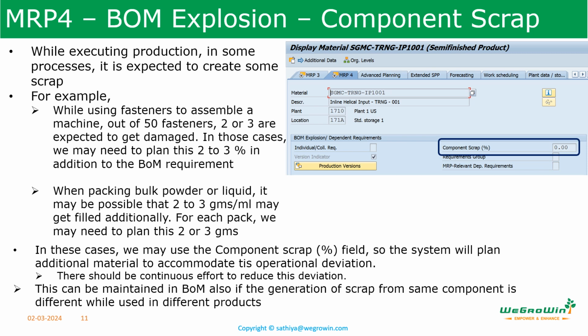And this scrap percentage can be maintained in the bill of material also, because the amount of scrap may vary for individual products at times. For example, when you are producing product A, the component may be scrapped at 5 pieces per 100. But when you are producing product B, the same component may be wasted only 2. So at that time, we can use the bill of material to define this scrap. So there is a possibility to define this parameter in the bill of material also. But when the components are scrapped in the same way in all the products, we can use this in the material master.